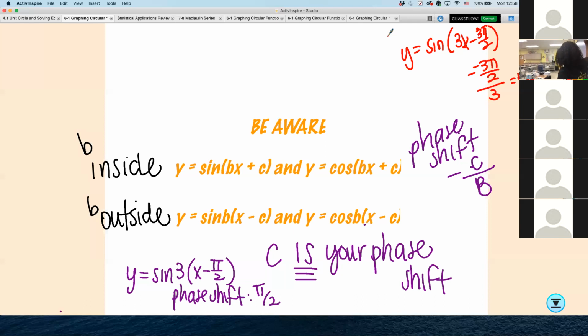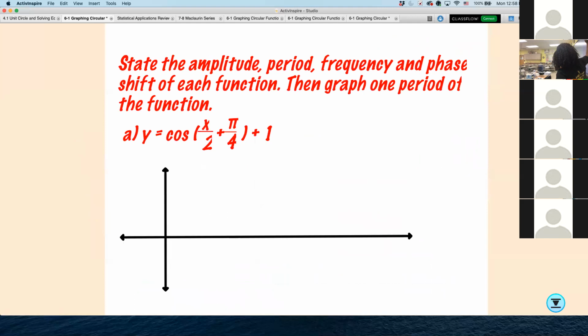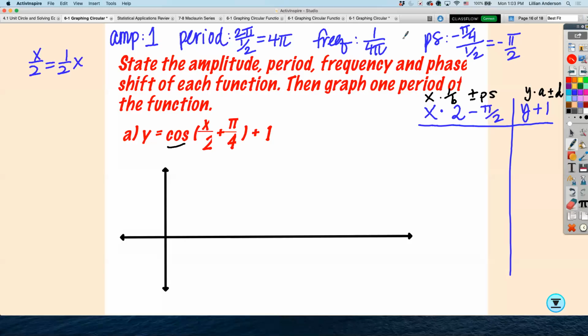All right. And let's look at a slight doozy one. Everyone should be finding out those values. Ms. Anderson, what was the formula for period again? 2 pi over b. Thank you.